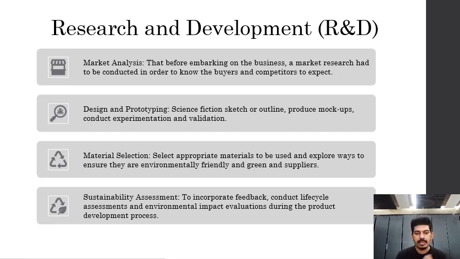Material selection: select appropriate materials to be used and explore ways to ensure they are environmentally friendly and green, and suppliers. Sustainability assessment: incorporate feedback, conduct life cycle assessments and environmental impact evaluations during the product development process. Material selection is one of the most important things in this project, because if we choose the wrong material, it will collapse all the development ideas. So we must select the correct material for the environment and greener, to help our environment.